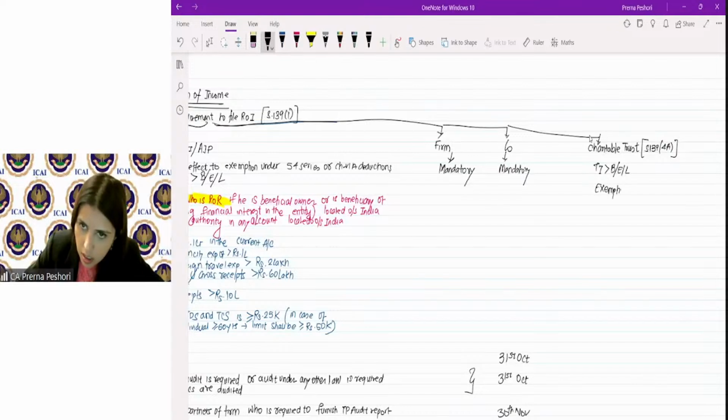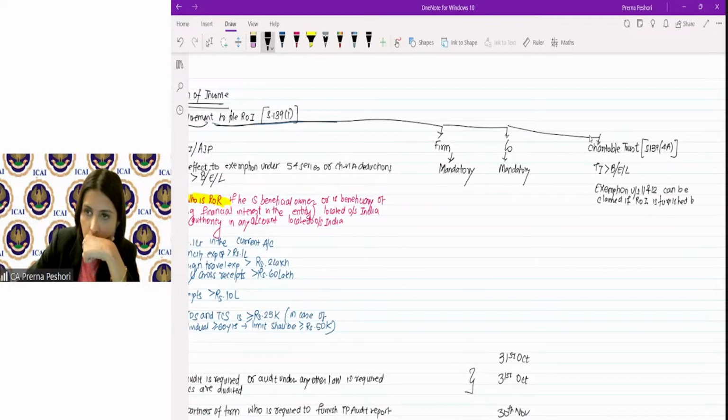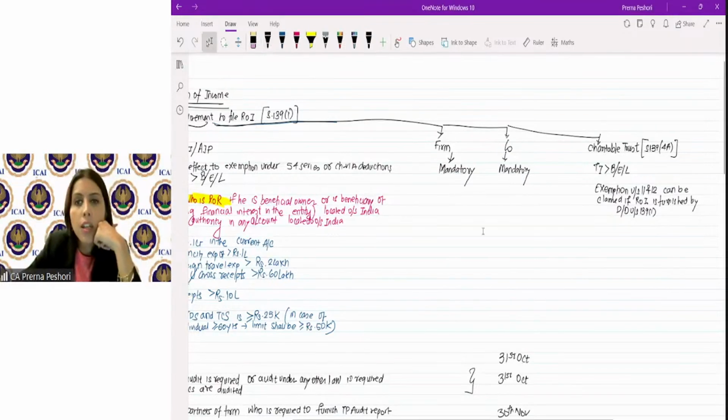Exemption under section 11 and 12 can be claimed if return of income is furnished by due date under section 139(1).